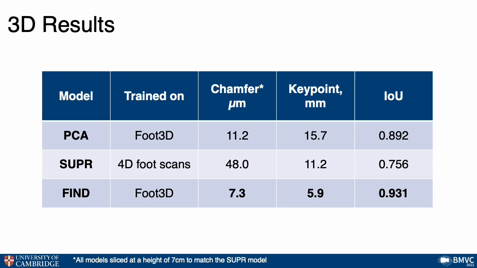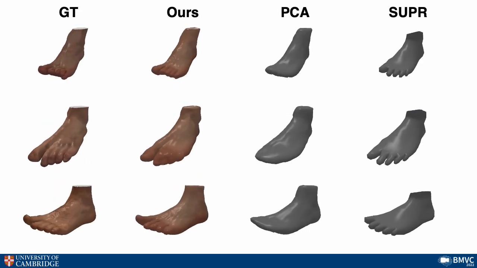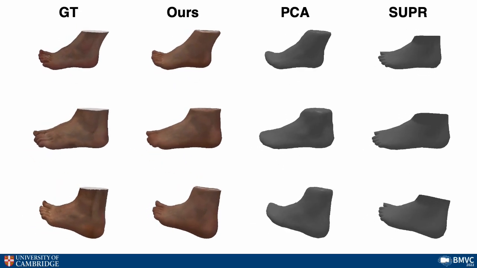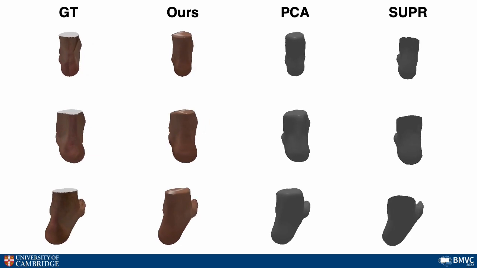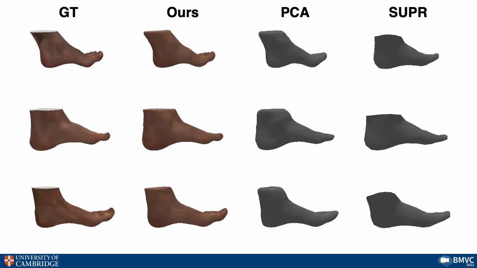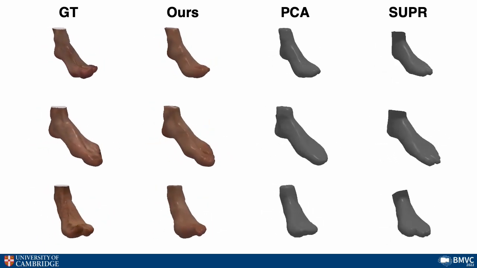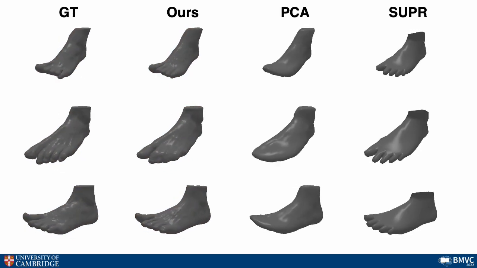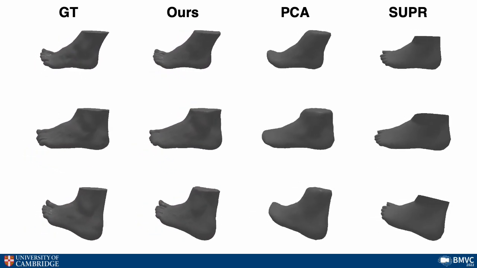We show that the FIND model quantitatively outperforms our baselines according to our evaluation metrics of chamfer, or nearest neighbor vertex distance, 3D key point error, and intersection over union of 2D renders. Here we show the results of optimizing our model to fit the 3 validation scans compared to our baselines. We show the ability to capture the color on the mesh, as well as significantly improved reconstruction quality, especially around the toes.